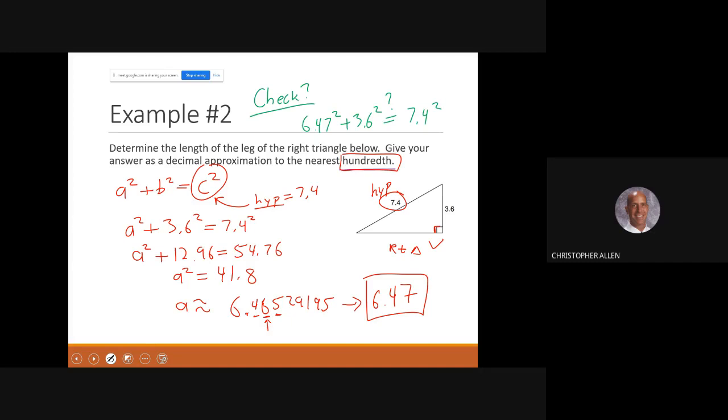So guys, anytime you get decimal answers, it's a good idea to check them out. So let's go ahead and see what we get here when we square this. Squared. So when I do the left-hand side here, I got 54.8209. And then on the right-hand side, I get 54.76. Wait a minute. Those don't equal each other. Did I do something wrong?